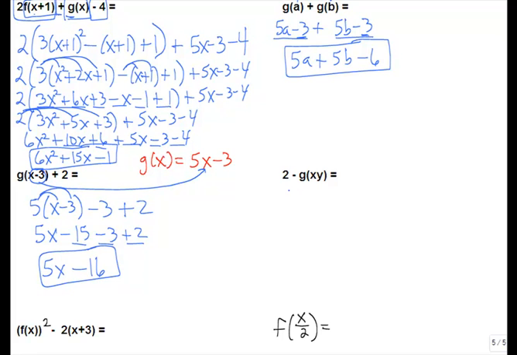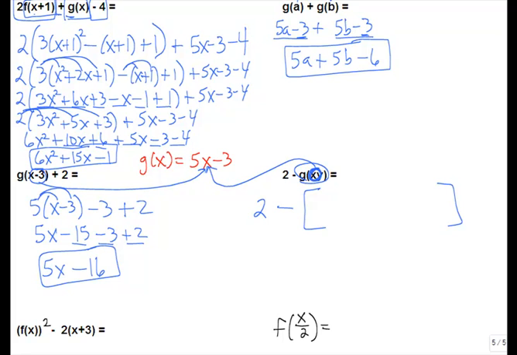Alright, on the next one we're going to use g as well. This time we have a 2 minus in front. There's nothing in front of that 2, so this is just a constant. It's going to be 2 minus whatever we get for g of xy. Now to do the g of xy, remember that xy is our new input. So I'm going to take whatever I see right here and I'm going to substitute it in where I used to have just plain old x.